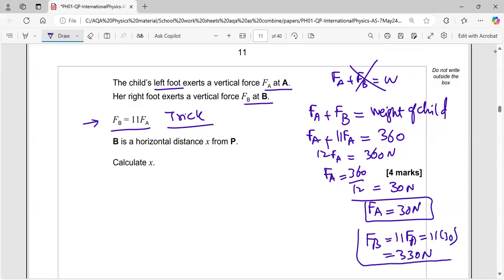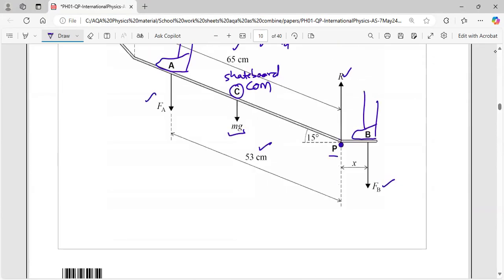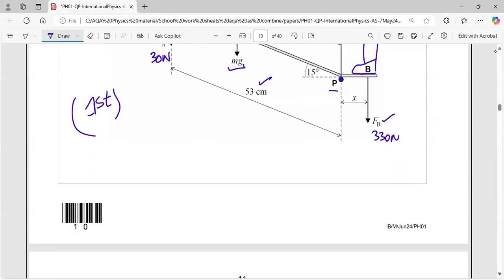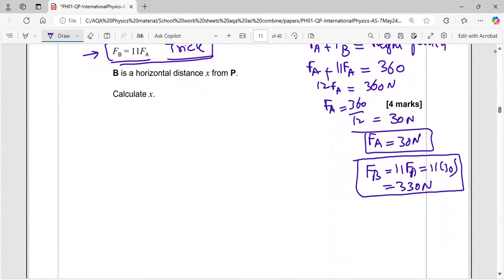So this is the important calculation that you have to do first. This is just based on this trick. So it means that 330 and 30 Newton, these are the forces. So this force is 30 Newton downwards and this is 330 Newton downward. This was our first step in this question. Okay, now moving on to the next.